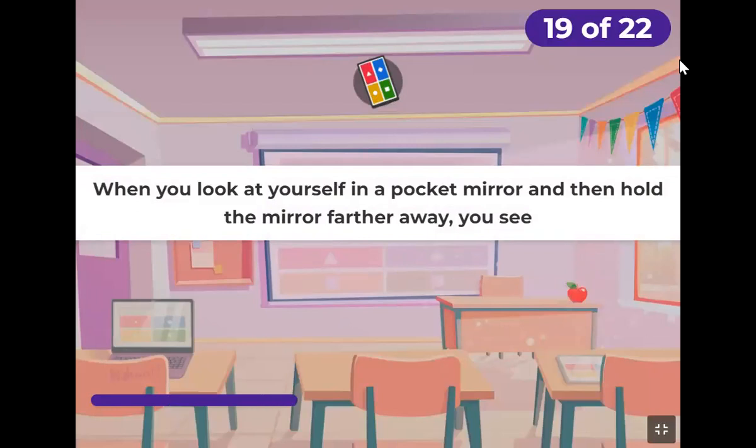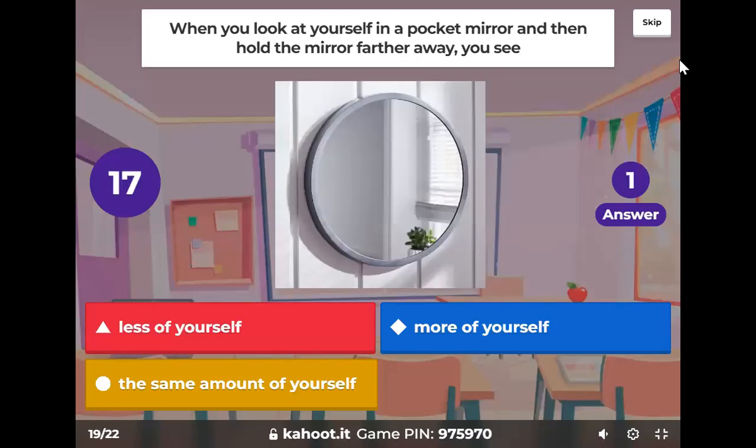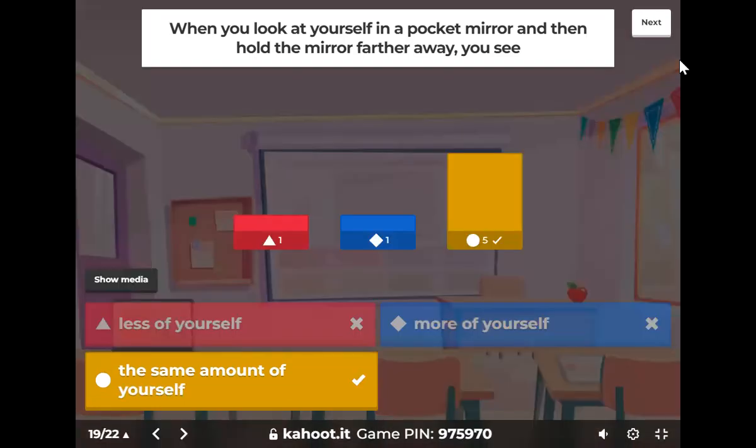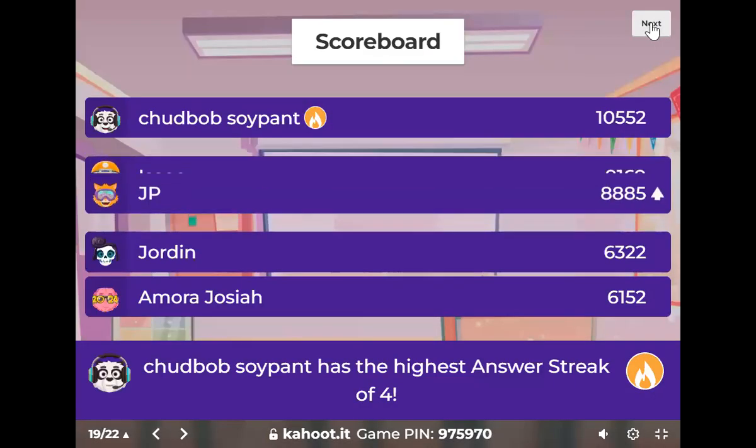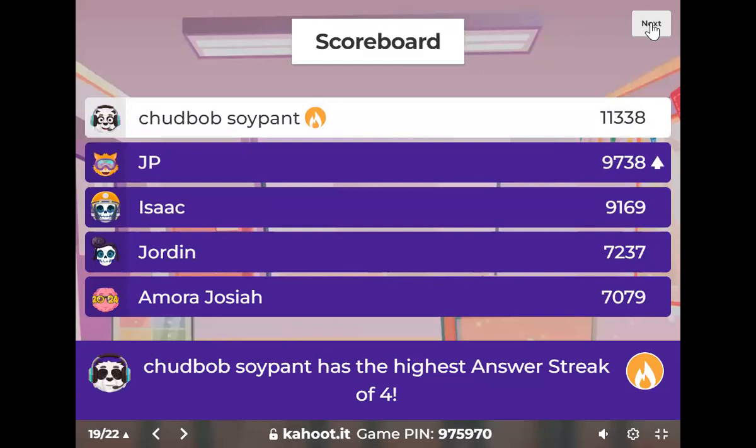When you look at yourself in a pocket mirror, hey, this was the next question that we just did earlier, and then hold the mirror further away. Yeah, see, same amount of yourself, right? And maybe you guys have seen that too as you're passing that mirror around, right? Same amount, same amount. See the same face. Oh, yeah.